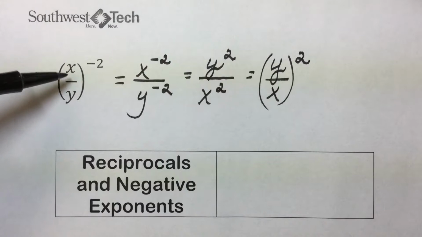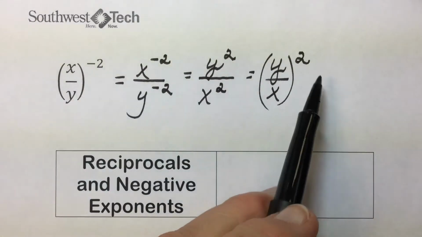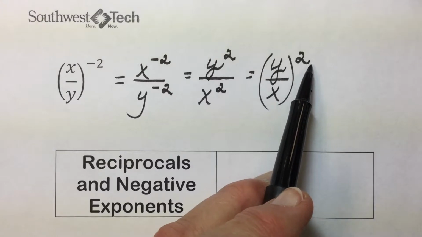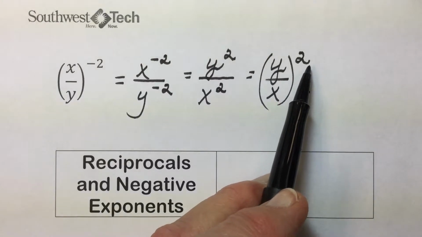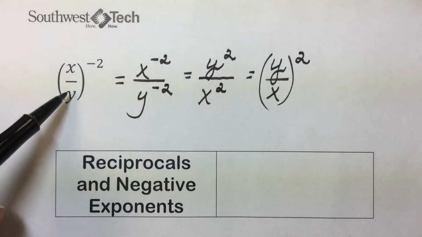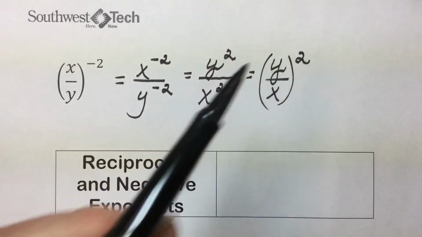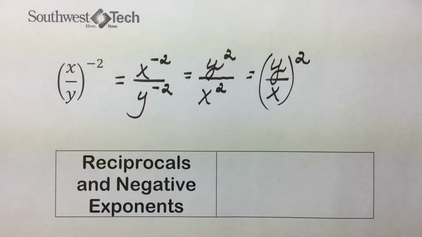If you look at where we were and where we started, the negative exponent is now gone. We have an exponent of 2, and where that negative went was the reciprocal of that fraction. x over y is now y over x, eliminating our negative exponent.